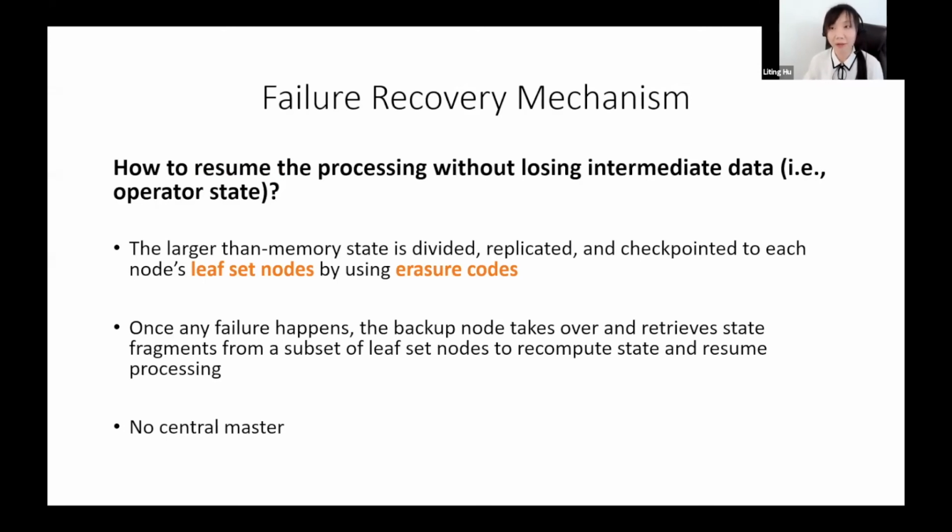For the failure recovery mechanism, the challenge is how to resume the processing without losing intermediate data. There are many approaches such as replication and checkpointing, and our approach is to use erasure codes. The in-memory state is divided, replicated, and checkpointed to each node's leaf set nodes using erasure codes. Once any failure happens, the backup nodes will take over and retrieve the state fragments from a subset of the leaf set nodes to recompute the states and resume the processing. And there is no central master to enable this failure recovery mechanism.